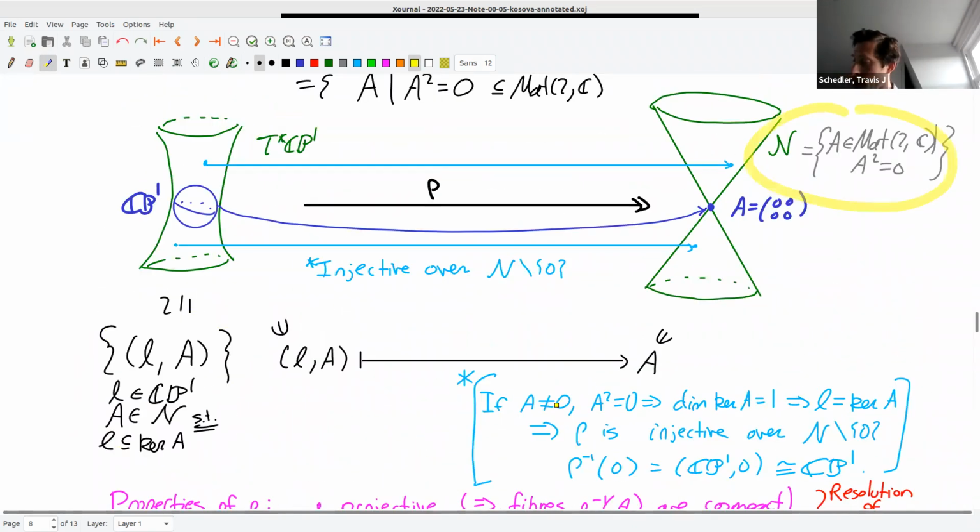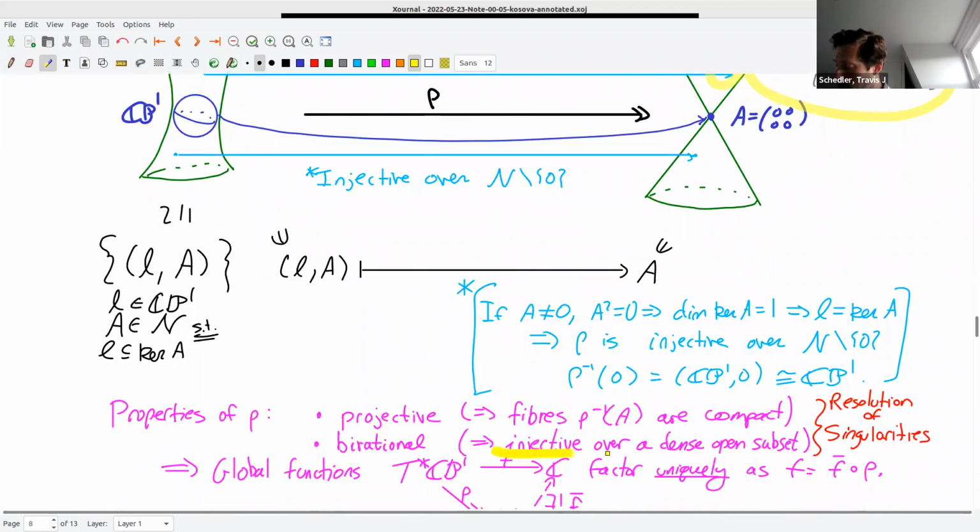So if you take the 0 point, of course, any line is in the kernel of that. But if you take any other square zero matrix here, the kernel is rank 1, right? The kernel is rank 1 if you're not 0. So that means that this L has to equal the kernel. So that means that we're 1 to 1 over everything other than 0. So we get something which is birational. It means it's injective over a dense open subset.